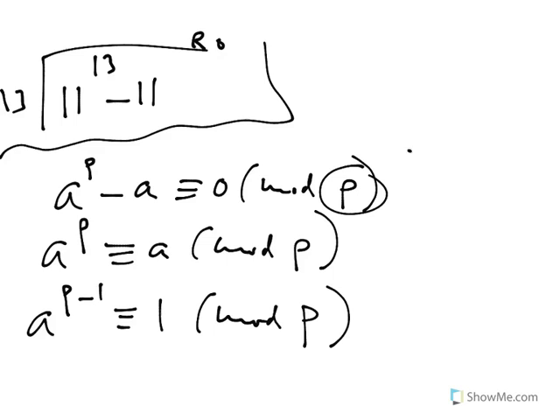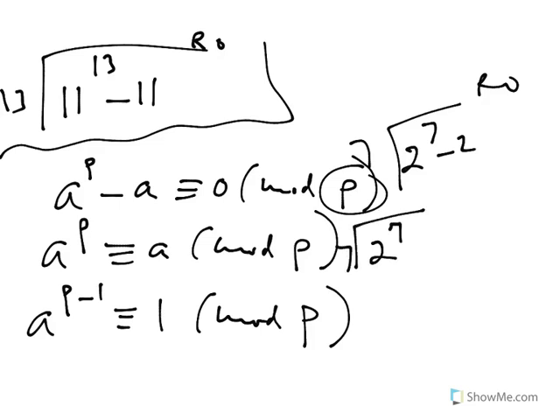So I could say 2 to the 7th minus 2 is divisible by 7. I could say 2 to the 7th, if I divide that by 7, I'll get remainder 2. Or I could say that 2 to the 6th, if I divide that by 7, I get remainder 1. So those are all ways we use the theorem. Proving the theorem is a bit tricky.